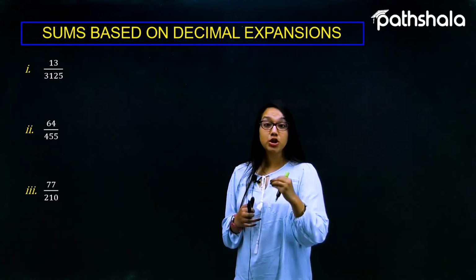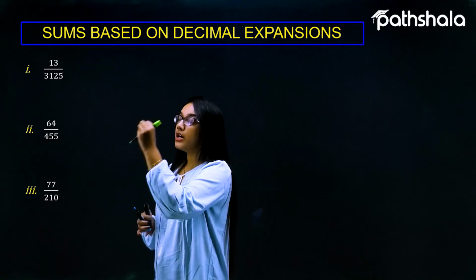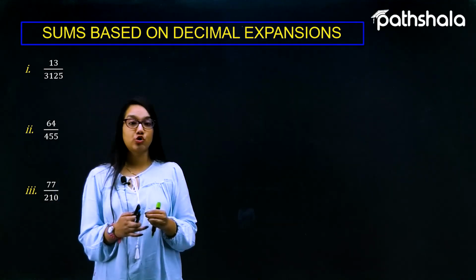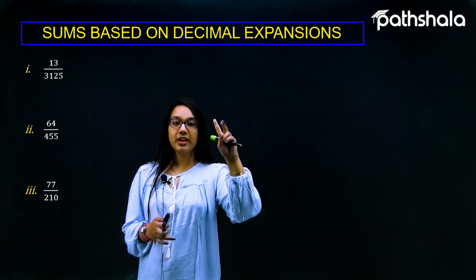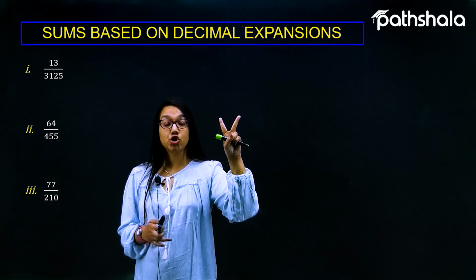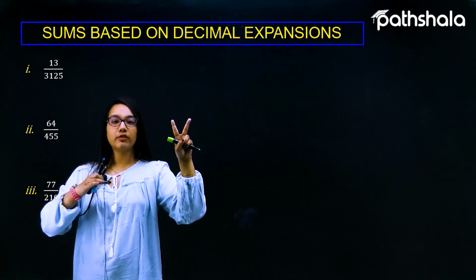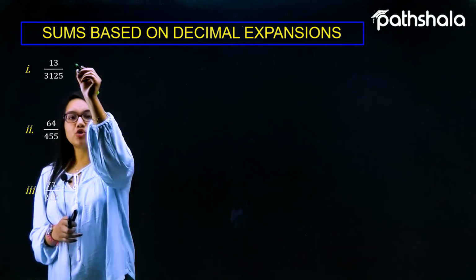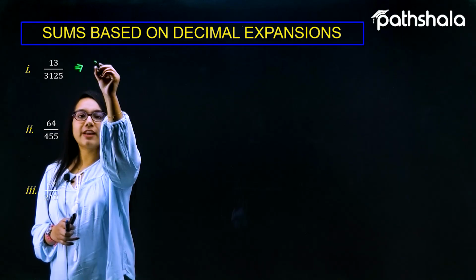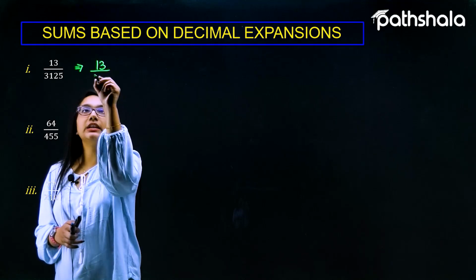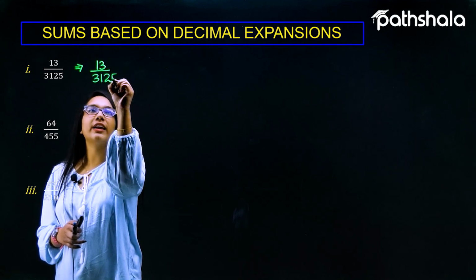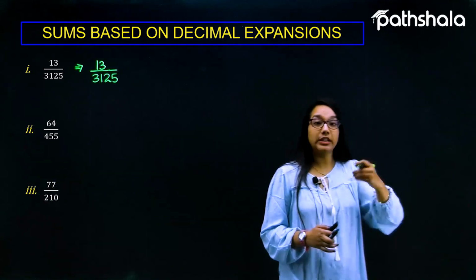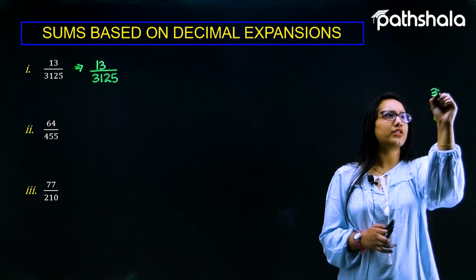So let's convert the denominator of all these rational numbers into the form 2 raised to the power m into 5 raised to the power n. But two conditions should be there. First of all, they should be co-prime, and the second thing is that their denominator should be of the type 2 raised to the power m into 5 raised to the power n. So let's start with the very first part. We have 13 by 3125. Now let's find out the factors of 3125.